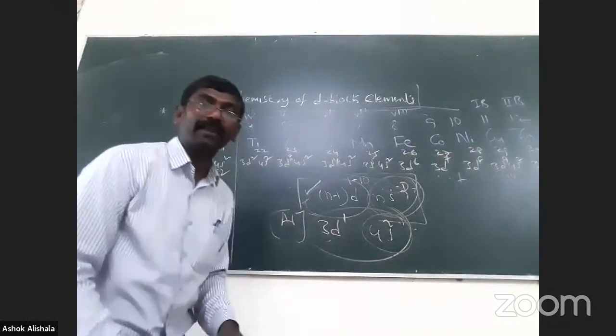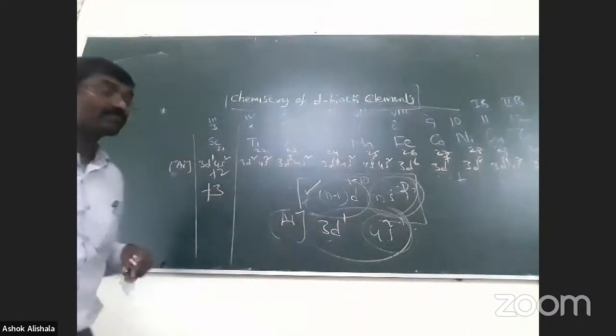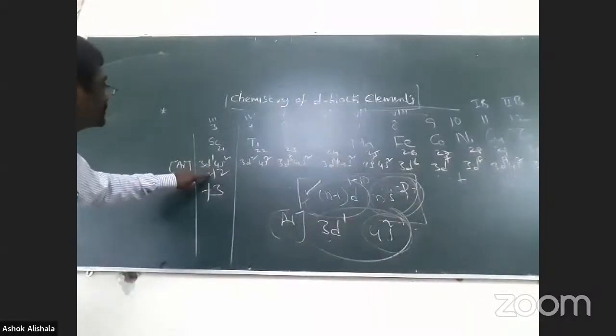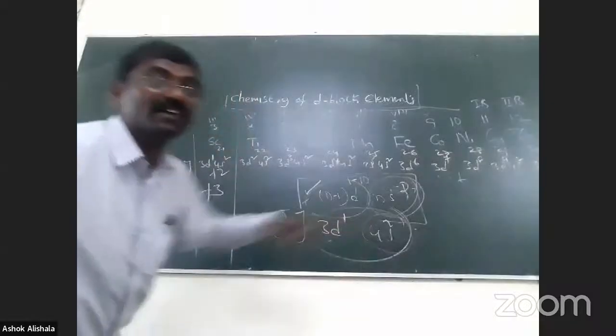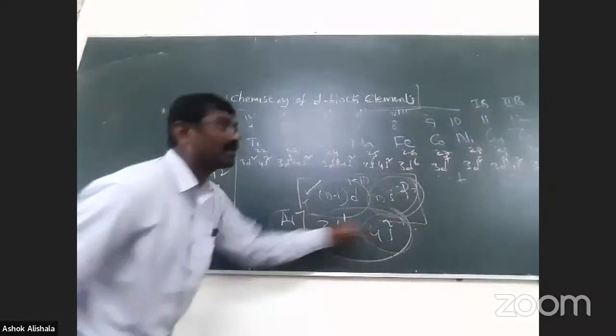Now tell me, what are the possible oxidation states for scandium? +2 and +3. When is it +2? When only the outer 4s electrons are involved. When is it +3? When both 4s2 and 3d electrons are involved, both s and d.